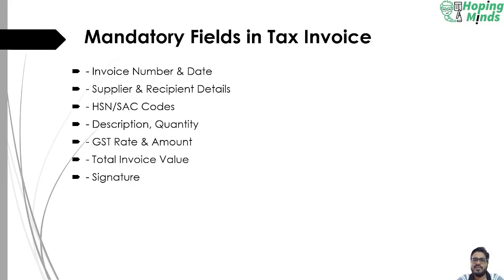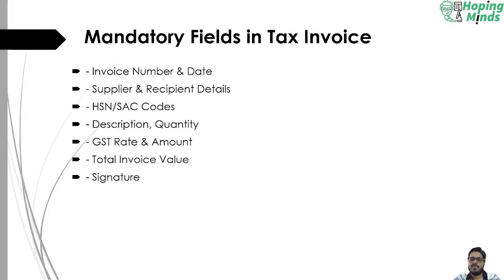So, what are the mandatory fields in the tax invoice? Invoice number. The invoice number must be in sequence and it should be unique. At the end of each financial year, the taxpayer must reset the invoice number, and with effect from the first day of the next financial year, a new sequence should be started. Then the date of issue, that is the date of invoice.